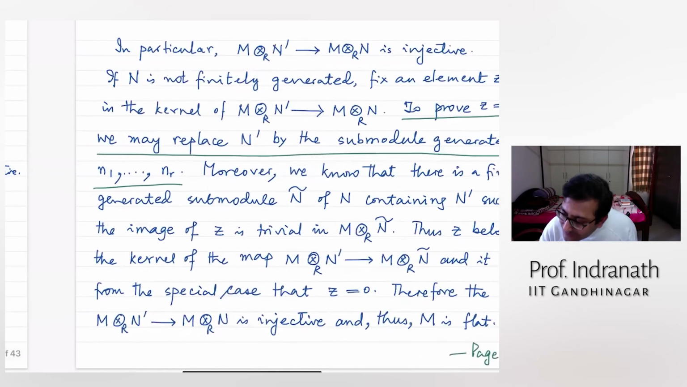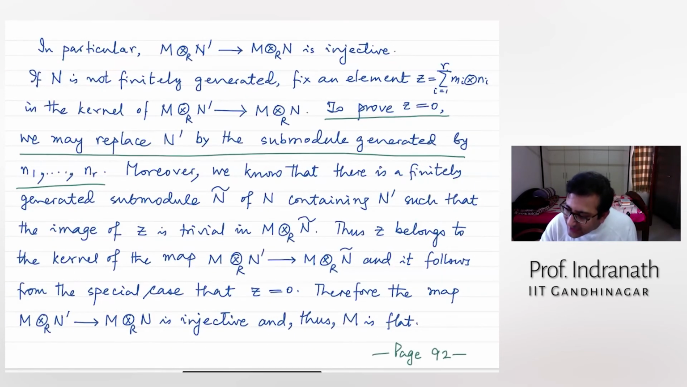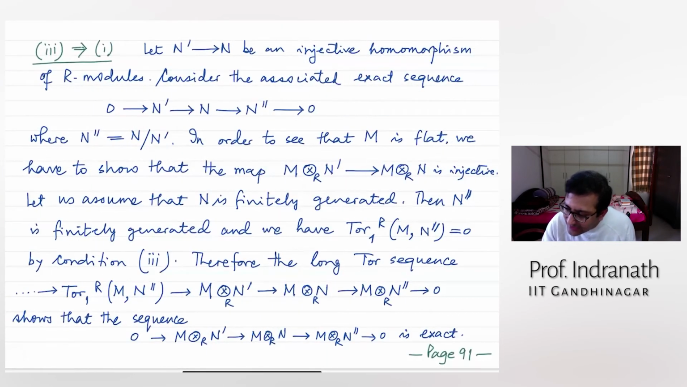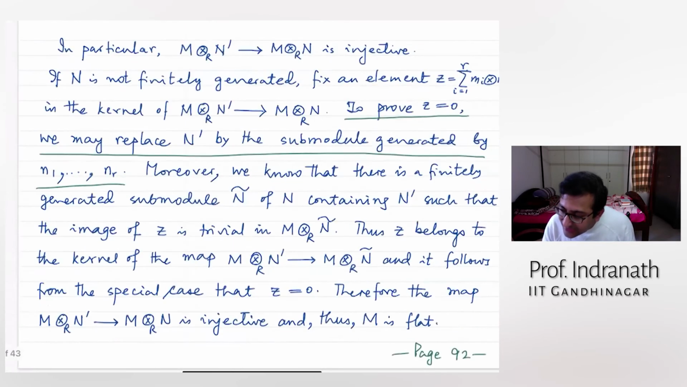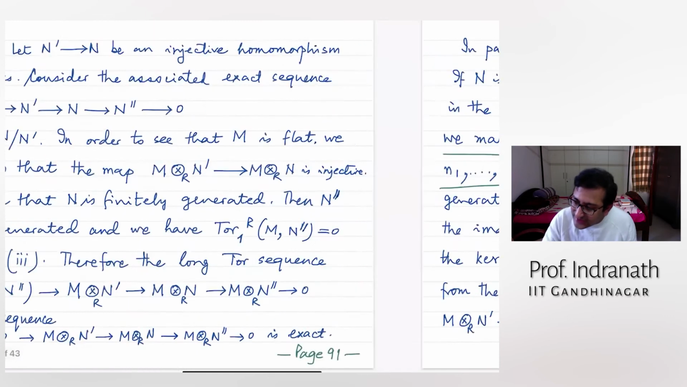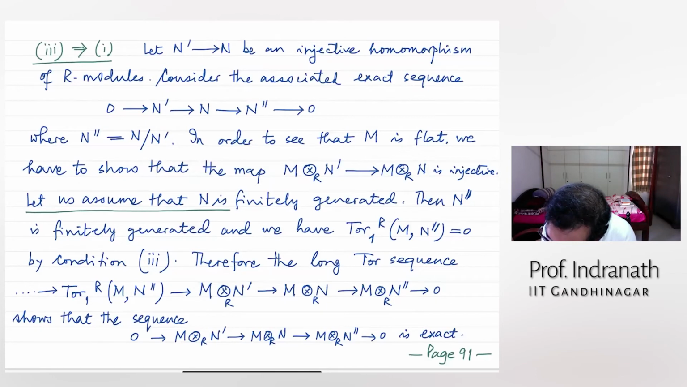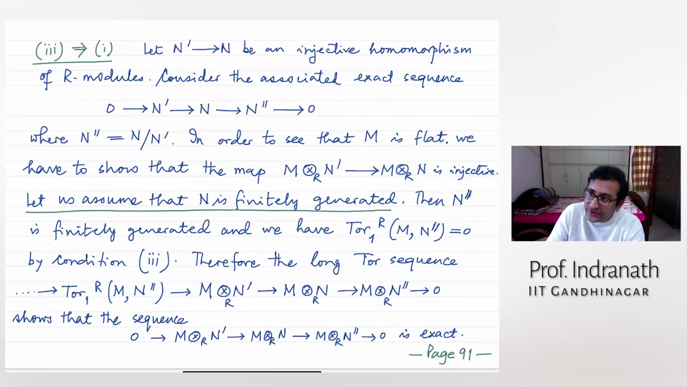So in particular, M tensor N' to M tensor N is injective. Please remember this was my N'. And this was under the assumption that N is finitely generated. Maybe I should underline it. So this was the assumption, and you have proved it. Now you are going to take away this assumption.